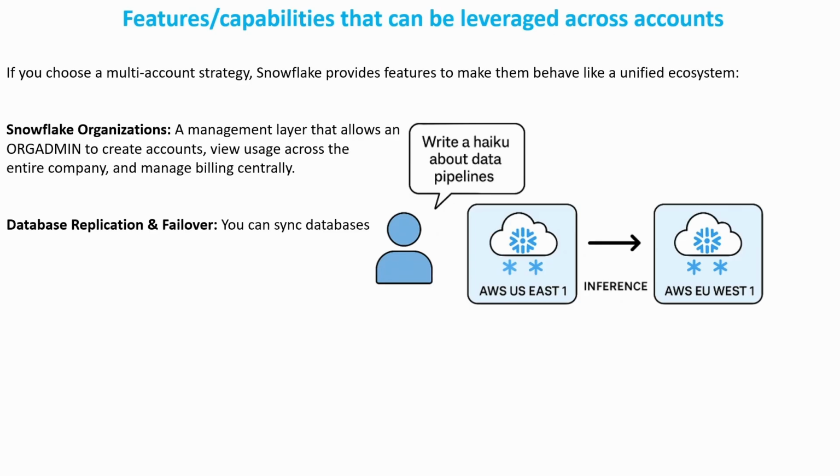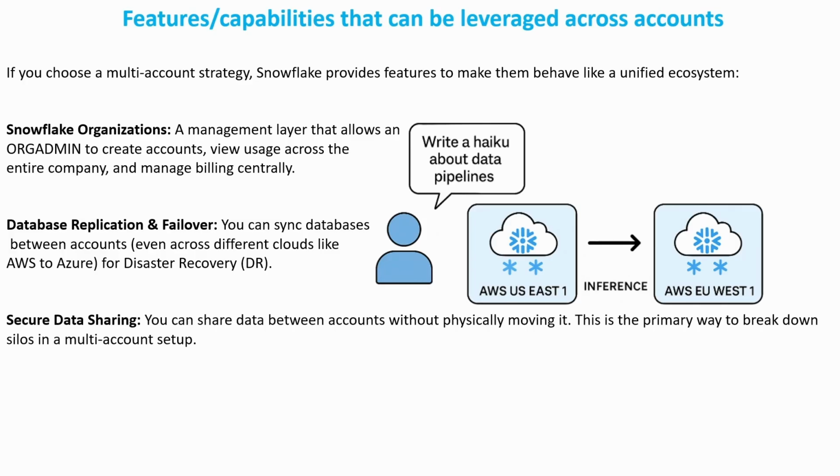Next up is data replication and failover. You can sync databases between accounts, even across different clouds like Azure to AWS for disaster recovery. Third is secure data sharing. You can share data between accounts without physically moving it. This is the primary way to break down silos in the multi-account setup.